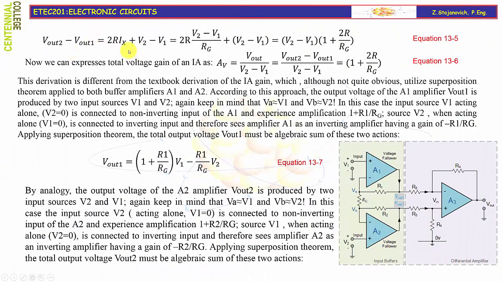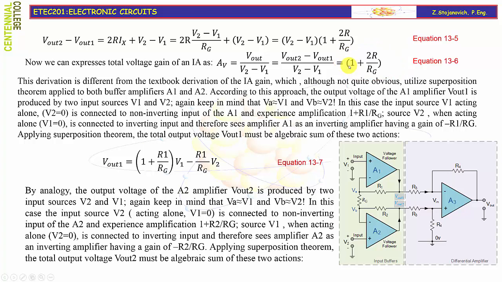If we substitute the value for Ix in equation 13-14, which is repeated here, you will get equation 13-15, which is regrouped by having the common term V2 minus V1, and then what's left in the bracket is 1 plus 2R over Rg. Now we can express the total voltage gain of the instrumentation amplifier as Vout over V2 minus V1 becomes 1 plus 2R over Rg, as given in equation 13-6.